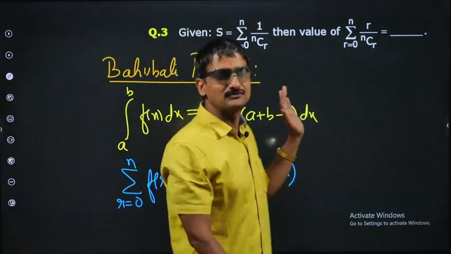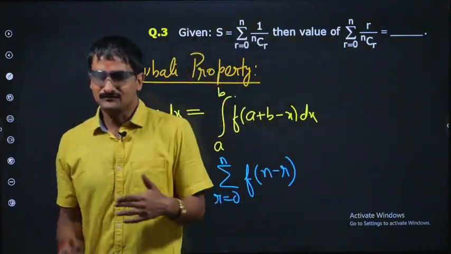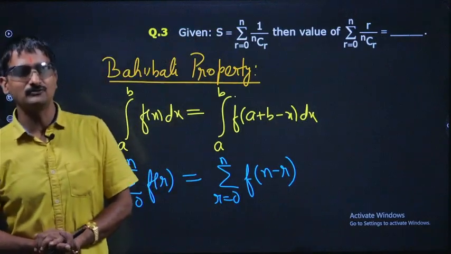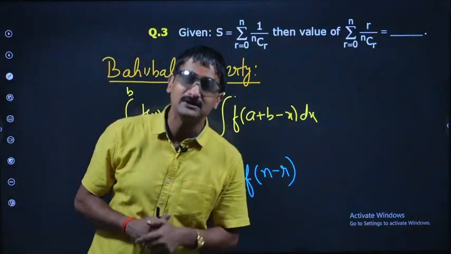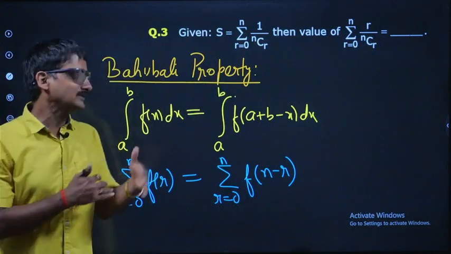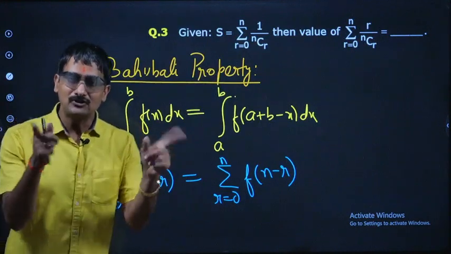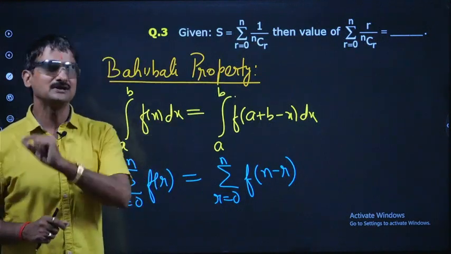So though that was a question in which we have used the property of binomial coefficient, NCR is equal to NC n minus r, more likely this is more a question of the Bahubali property, the property of summation here, bachon.